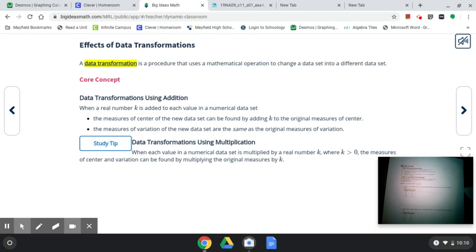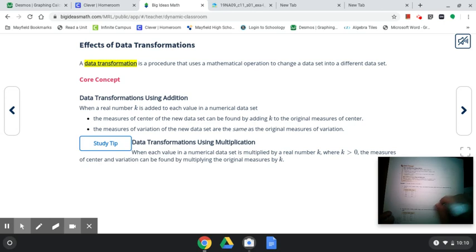Now we're looking at data transformation. All a data transformation is changing the set, but you change the entire set by something. It can be plus, minus, multiply, divide, but every number in the data set gets changed. Okay, and they all get changed by the same amount.